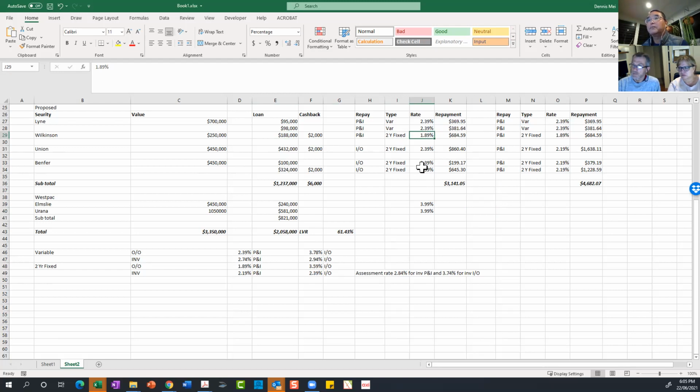It is basically a home loan interest rate, but I can use that rate for investing purposes. 1.89% if you take a 2-year fix. I presume the rate. So for these four investment loans, do you want to take a variable rate or fixed rate?